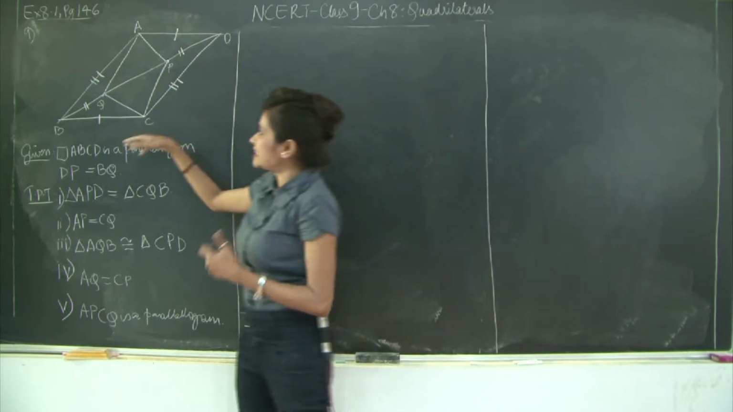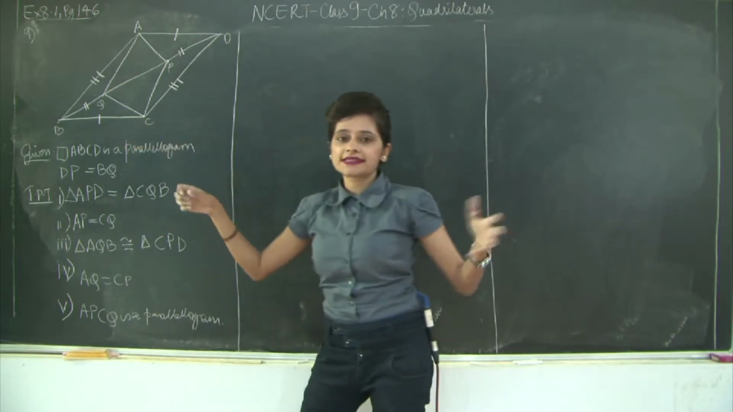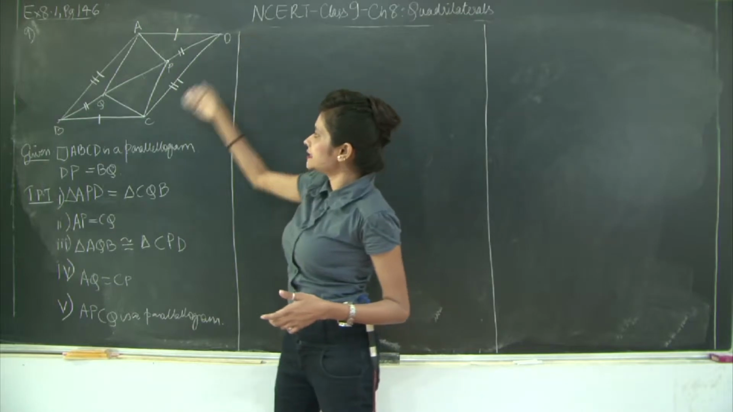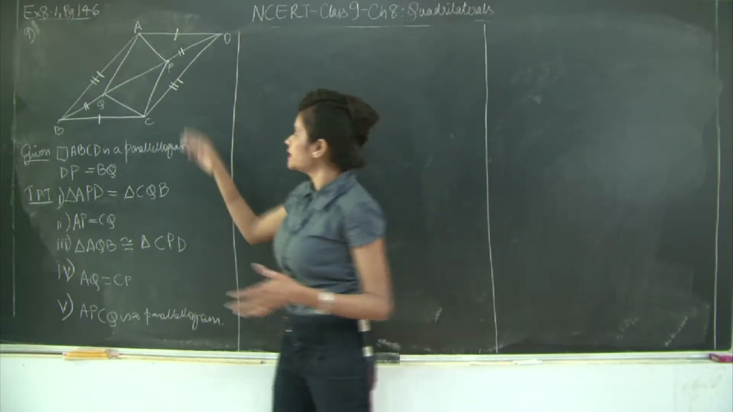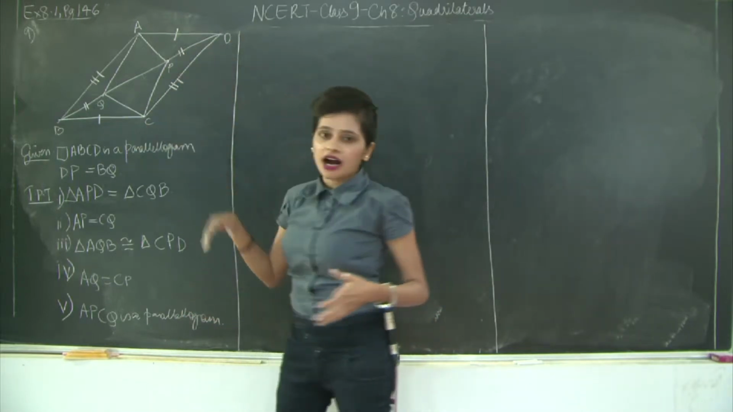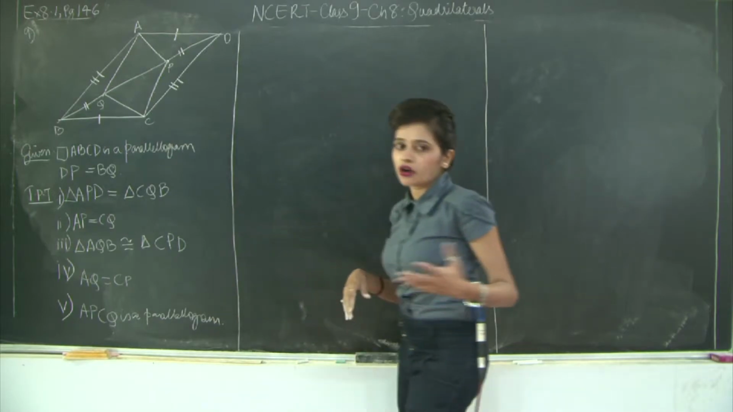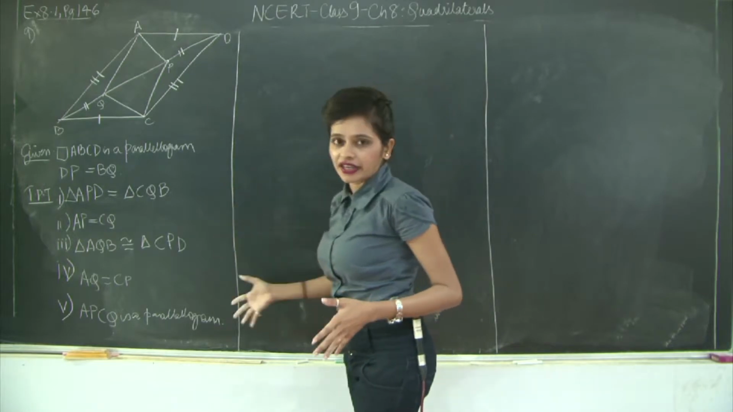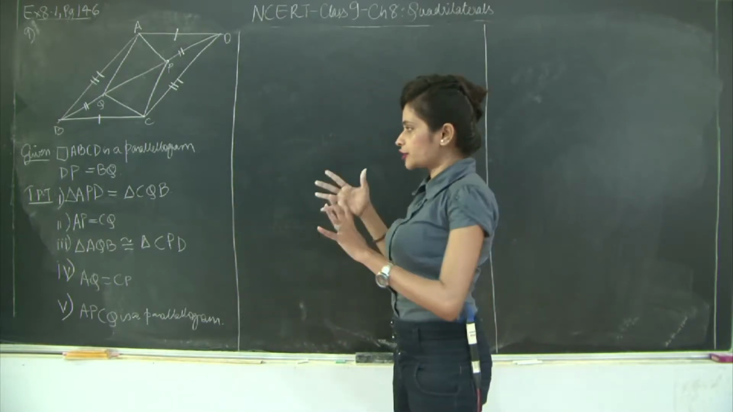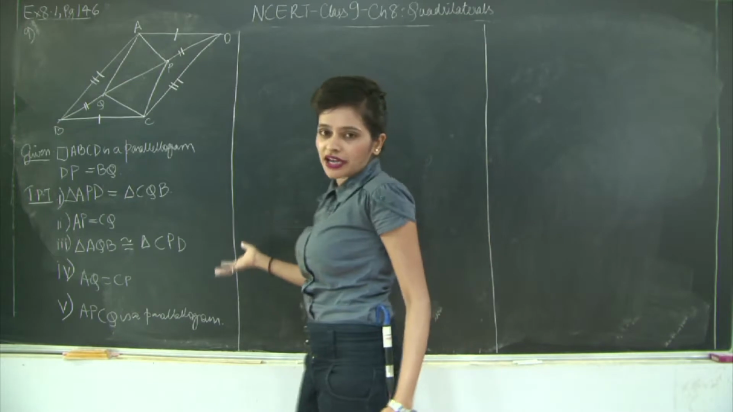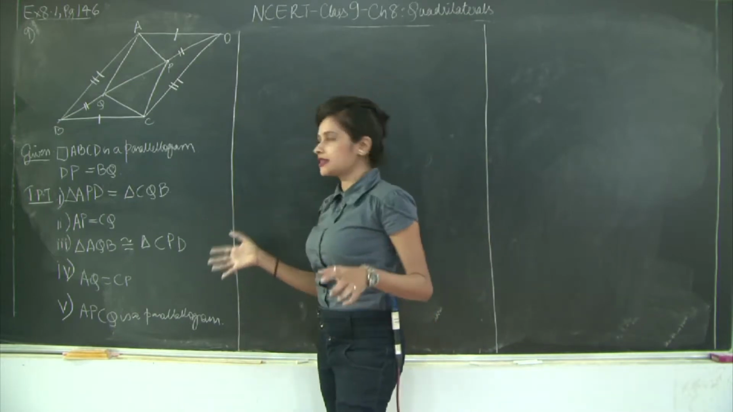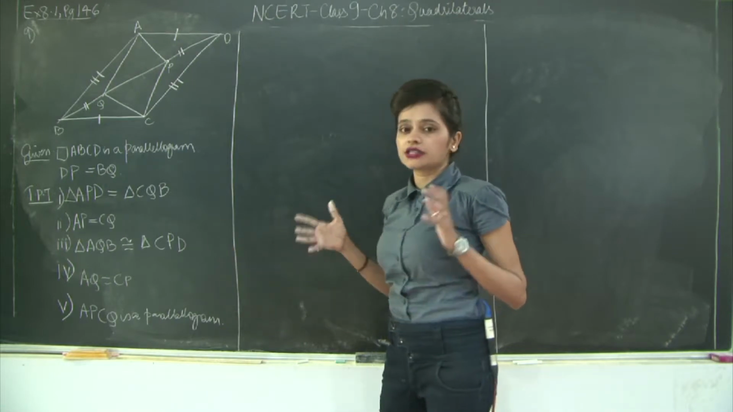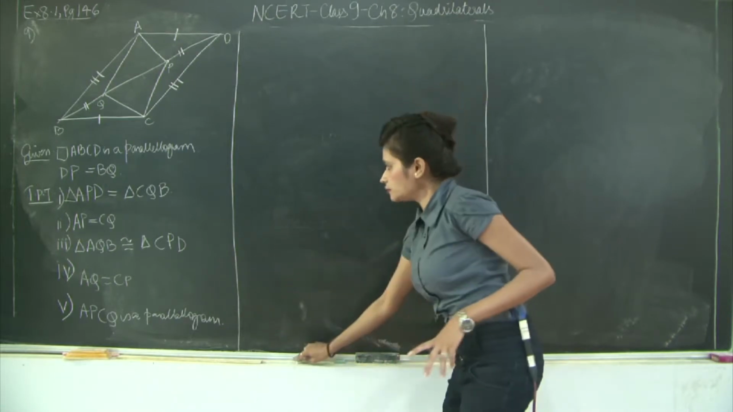Since ABCD is a parallelogram, I have the opposite sides equal and parallel. That means AB is equal to DC as well as parallel to it. Similarly, AD and BC are parallel and equal because the opposite sides of a parallelogram are equal and parallel. Now I need to prove 5 things. Do not panic that we have to prove too many things. This question appears to be very lengthy and difficult, but it is really very simple. So let's take a look.